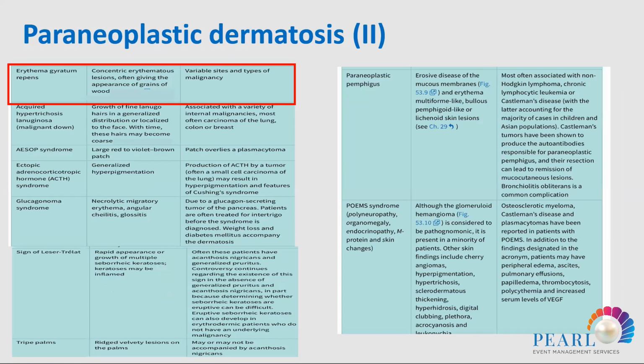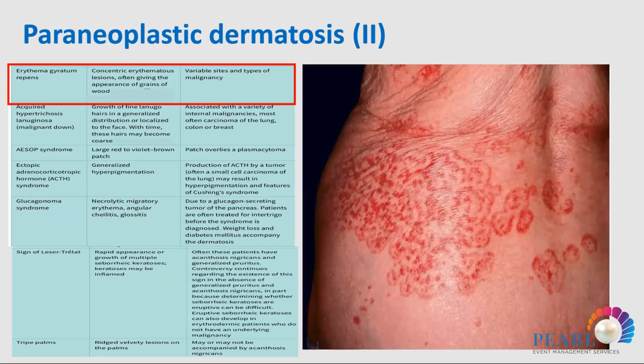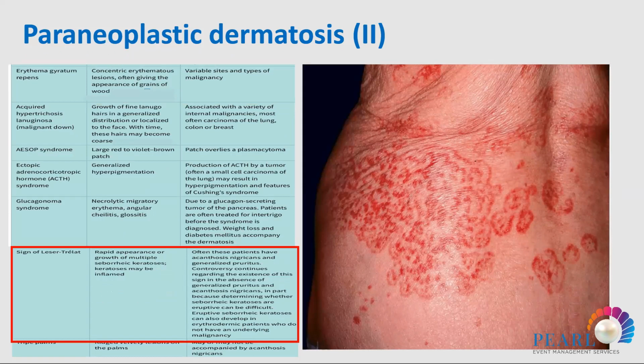Okay. Very busy slide. However, I'm just going to be talking about erythema gyratum repens. This is a figurate type of erythema, which is usually migratory. Patients will have a concentric type of erythematous lesions, often giving a wood-grain appearance. And usually the most common malignancy associated with erythema gyratum repens is lung malignancy.